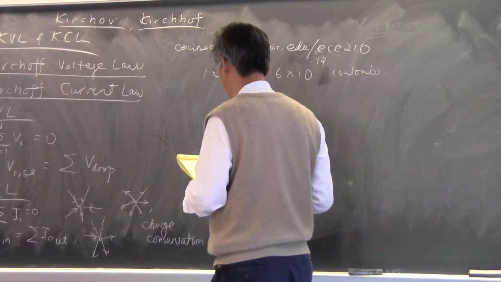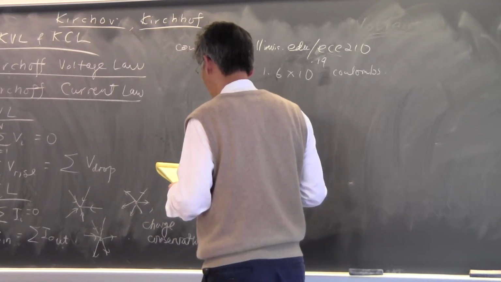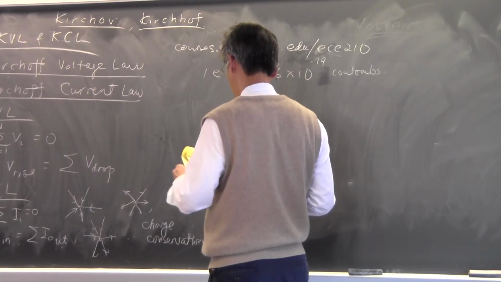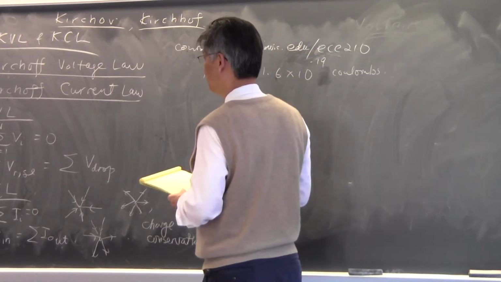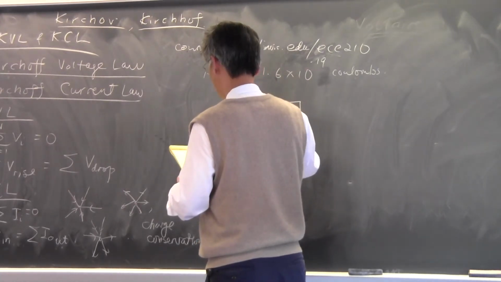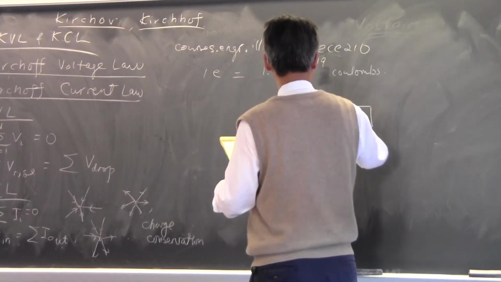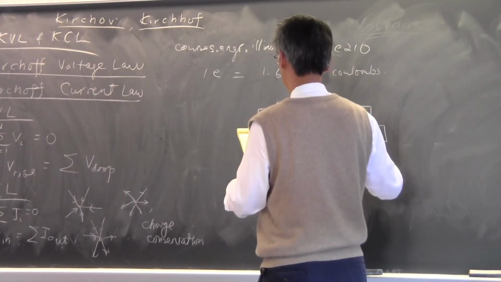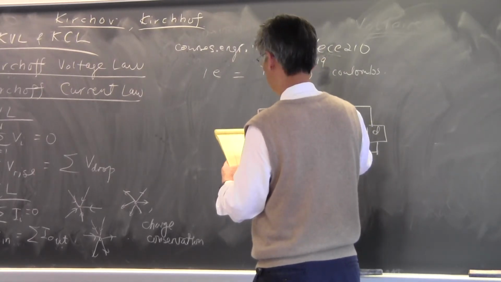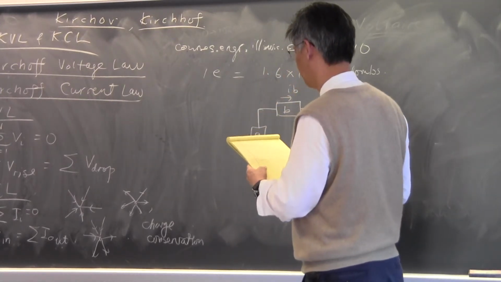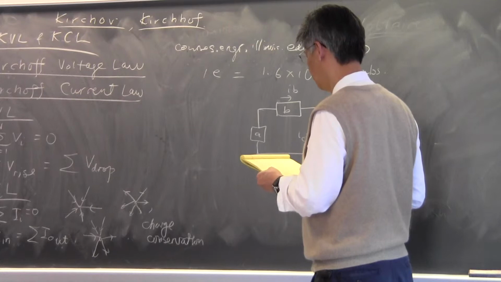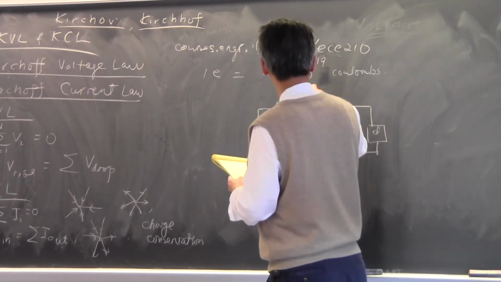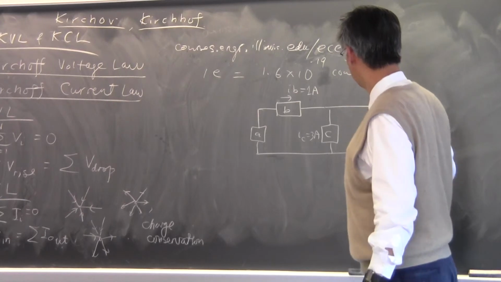And maybe I can just spend the last few minutes working out this problem. Say you have a circuit that looks something like this: A, B, and then something like this, C, D. And then you know that IC is 3 mA, and you're asked to figure out what IB is. You're given that IB is equal to 1 mA. What is ID, do you think it should be? What is the current through here?